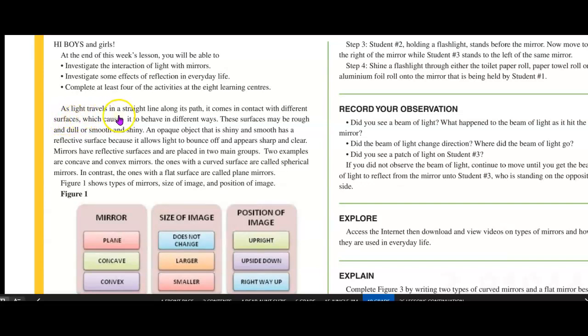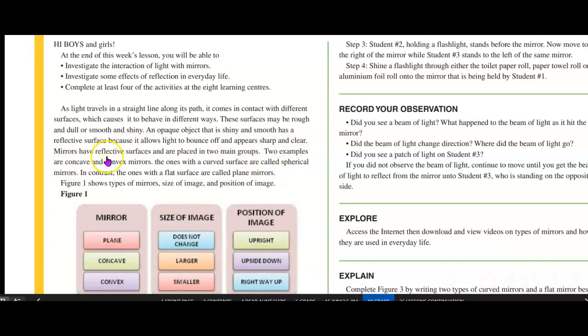As light travels in a straight line along its path, it comes in contact with different surfaces, which cause it to behave in different ways. These surfaces may be rough and dull or smooth and shiny. An opaque object that is shiny and smooth has a reflective surface because it allows light to bounce off and appears sharp and clear. So the image is sharp and clear.